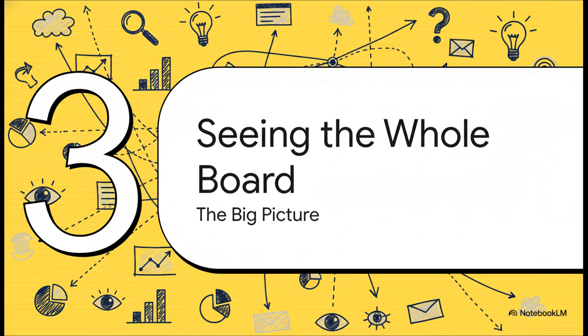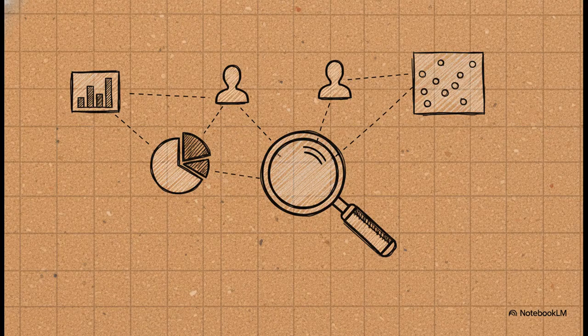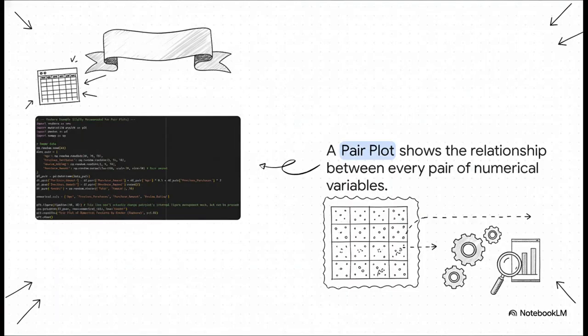So we've been looking at clues one by one, then in pairs. But what if we could just step back and see the entire investigation board all at once? All the evidence, all the connections just laid out right in front of us. You know that classic scene in a detective movie, right? The big corkboard on the wall, covered with photos, newspaper clippings, and red strings connecting everything? Well, believe it or not, we have a data visualization that does pretty much the exact same thing. It's called a pair plot.